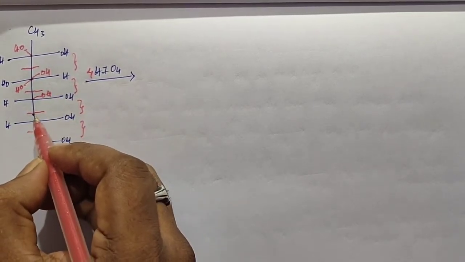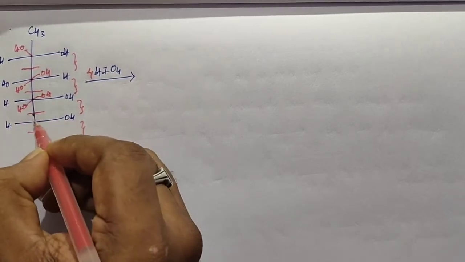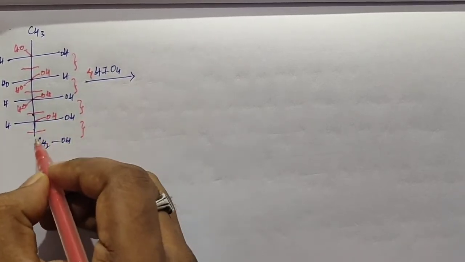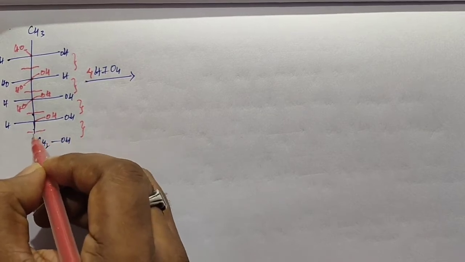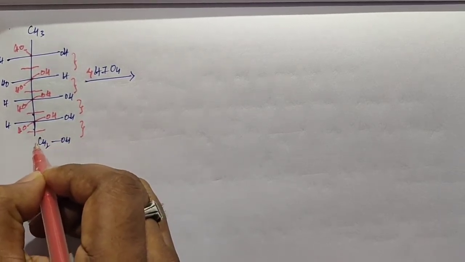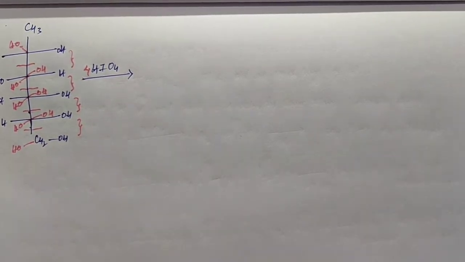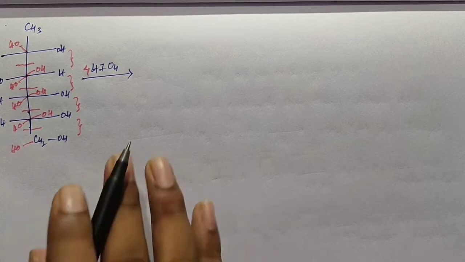Similarly, for this breakdown, we need to add one OH group here and one OH group here. For breaking of this bond, we need to add one OH group here and one OH group here. So for every loss of one valency, that valency can be satisfied by adding a hydroxyl group like this. So just observe what happened here.